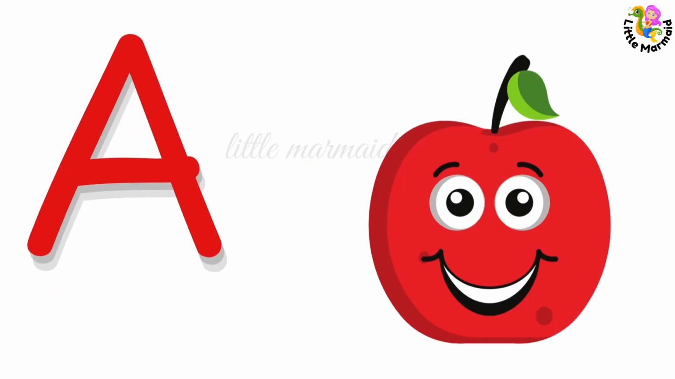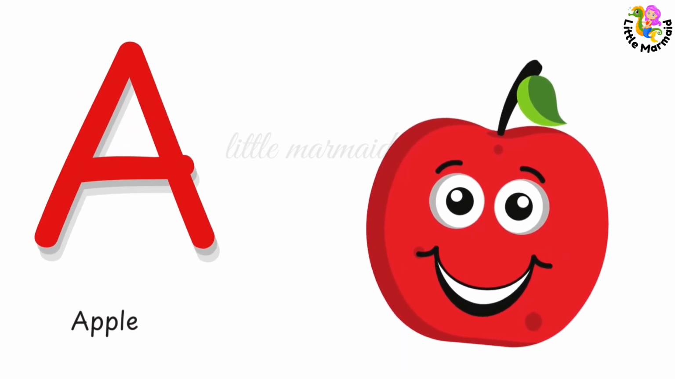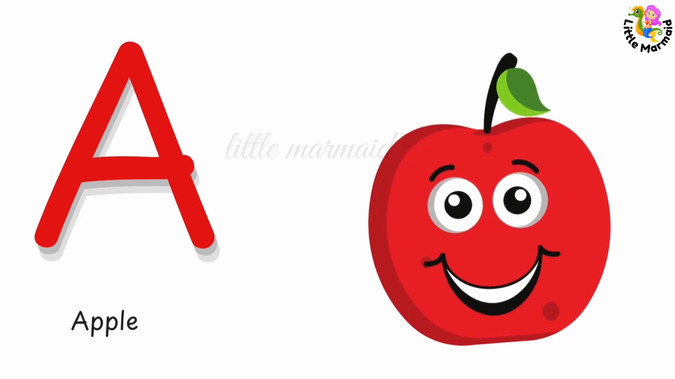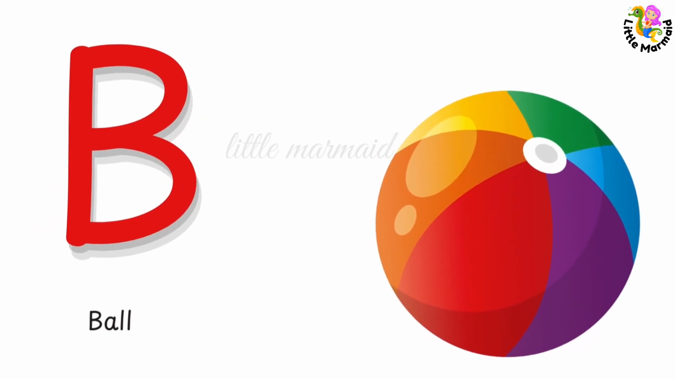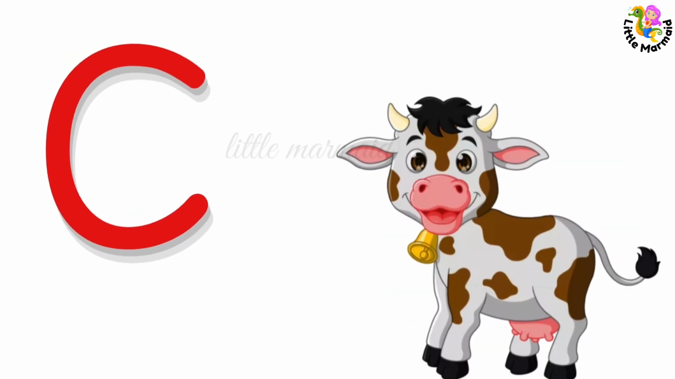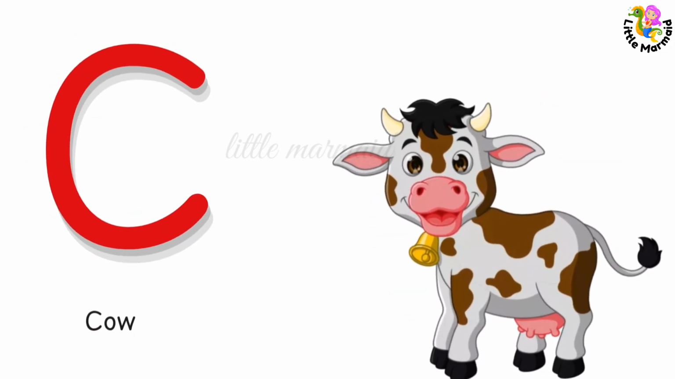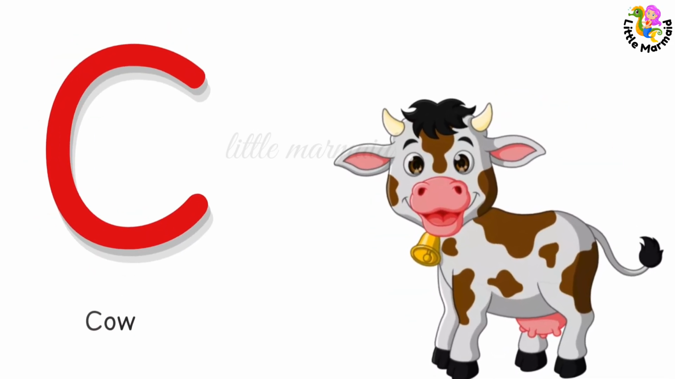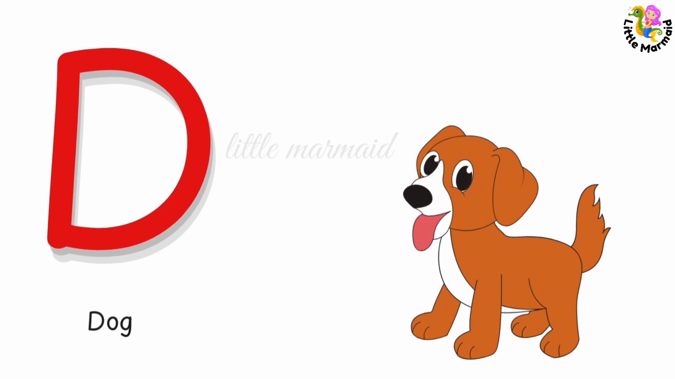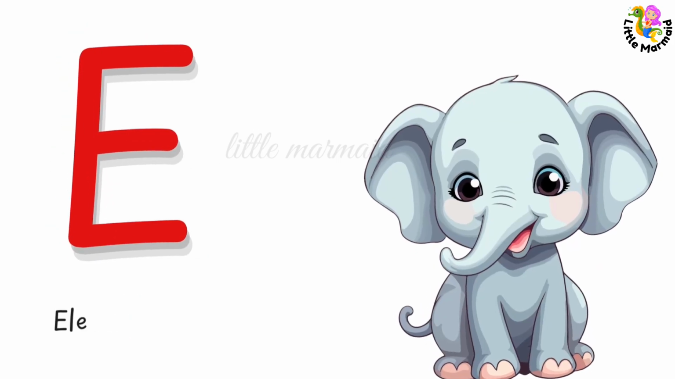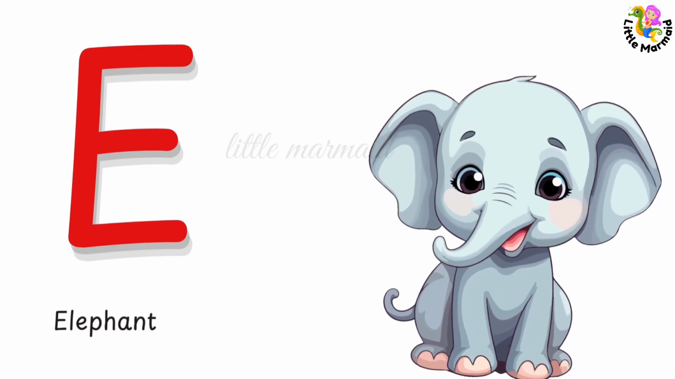Let's go. A for apple. B for ball. C for cow. D for dog. E for elephant.